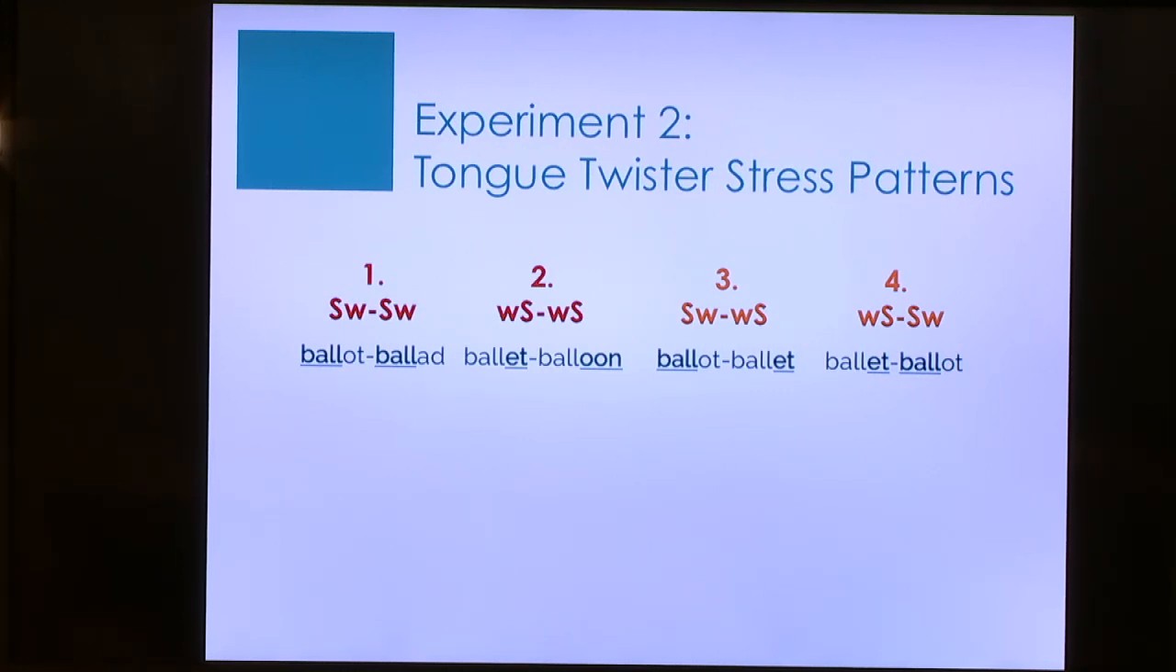And also note that all the word pairs that we used had the same initial segment. So here's the first condition where it was strong, weak, like ballad, ballad. Then we had a weak, strong, like ballet, balloon. We had a ballot, ballet, strong, weak, strong. And then weak, strong, weak, ballet, ballot. So those are the 4 conditions.